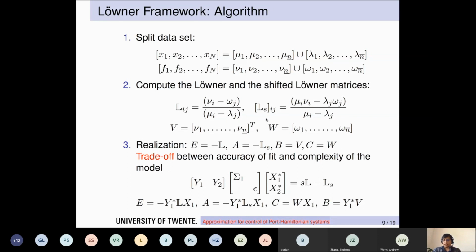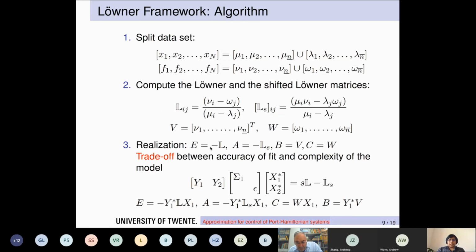Then we construct this Löwner matrix and also the shifted Löwner matrix. If we assume that this data came from a rational transfer function, then the shifted Löwner matrix is actually the Löwner matrix of the shifted rational function. Then we express the realization in this way.